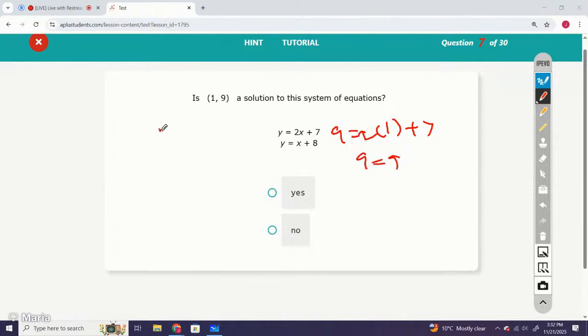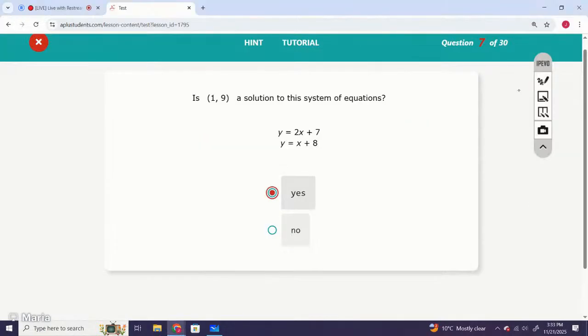Second equation, y is 9, x is 1 plus 8. So 9 is equal to 9. So the correct option is yes, it is a solution. Thus, (1, 9) is the solution to the system of equations.